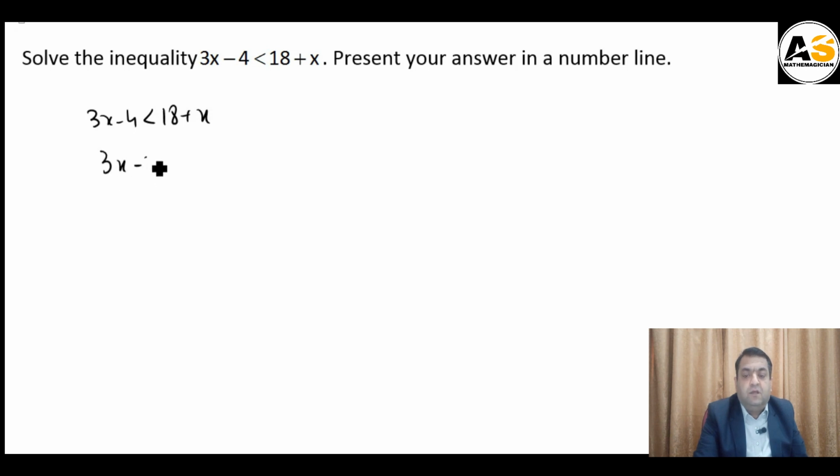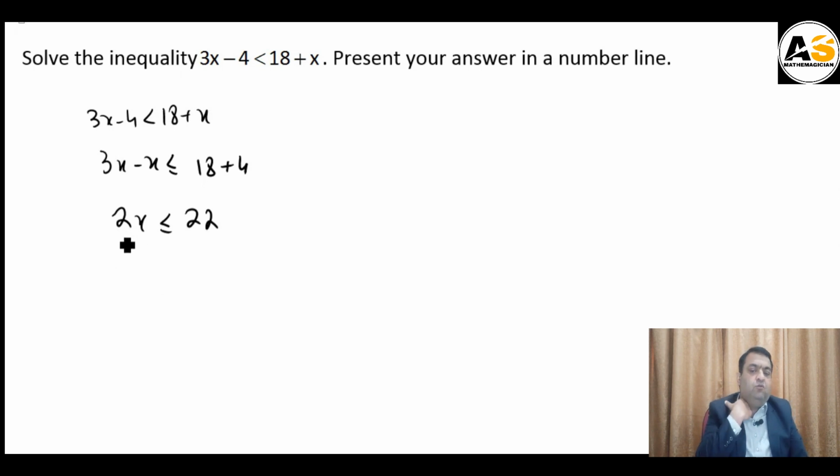First of all, 3x minus x is less than or equal to 18 plus 4. I hope you understand. I have moved this minus 4 to the other side. It will become plus 4. It is just like adding plus 4 on both sides. I have moved this plus x to this side and this will be minus x. So we will rapidly solve: 2x is less than or equal to 22.